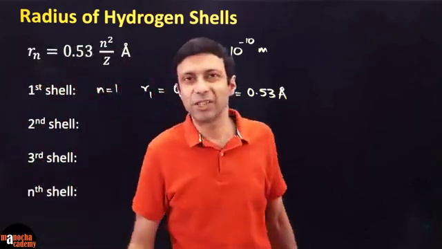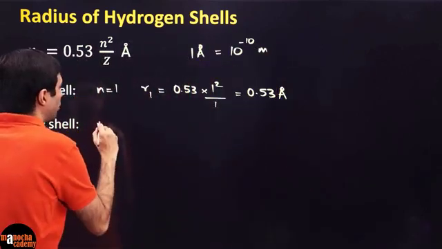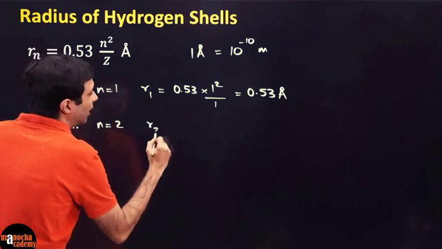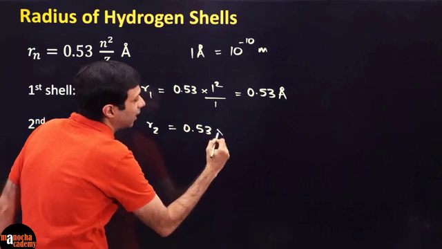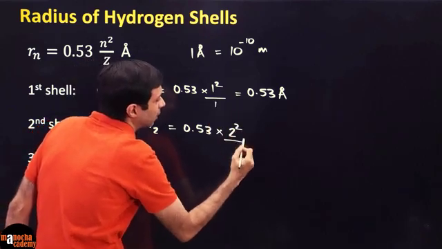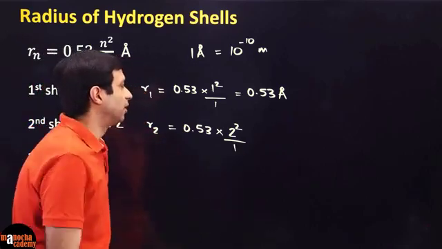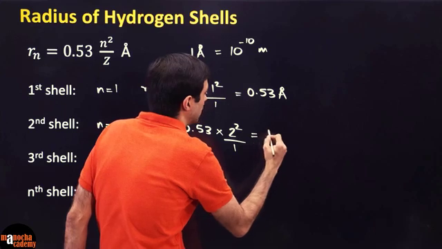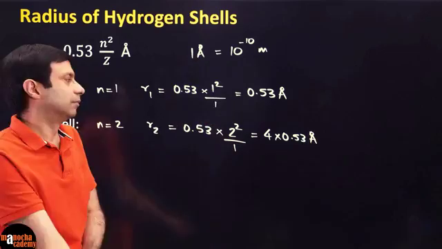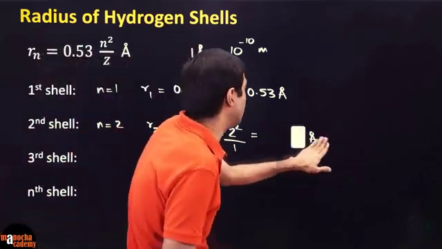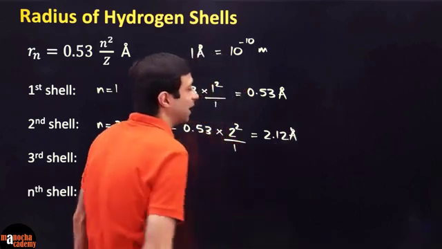Now why don't you work out the radius of the second shell of the hydrogen atom? Second shell, very easy. We'll substitute n equal to 2 here. So we are calculating R2, guys. What is that going to be? 0.53 times 2 square divided by, again the atomic number of hydrogen is 1. So divided by 1. So you do this calculation. It's basically 4 times 0.53 angstrom. If you multiply these numbers, you'll finally get 2.12 angstrom, the radius of the second shell.